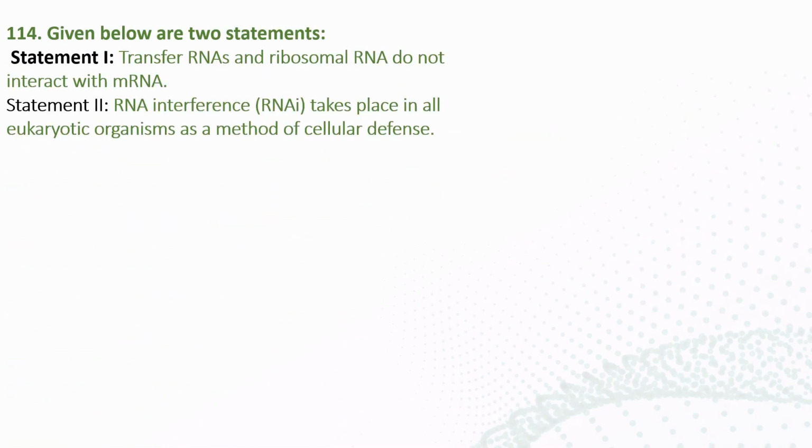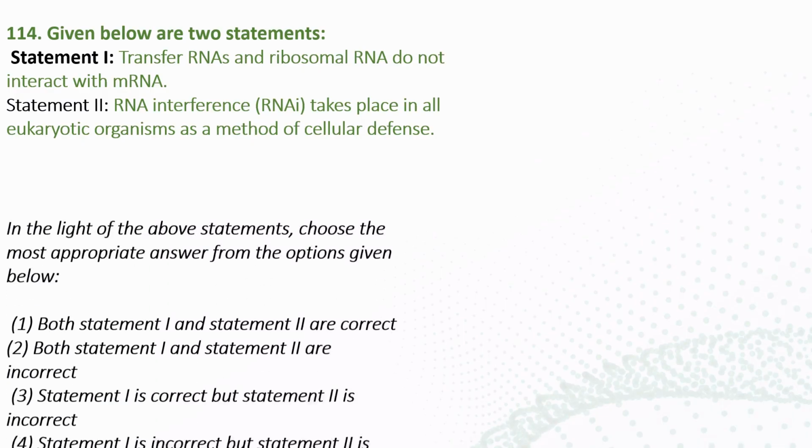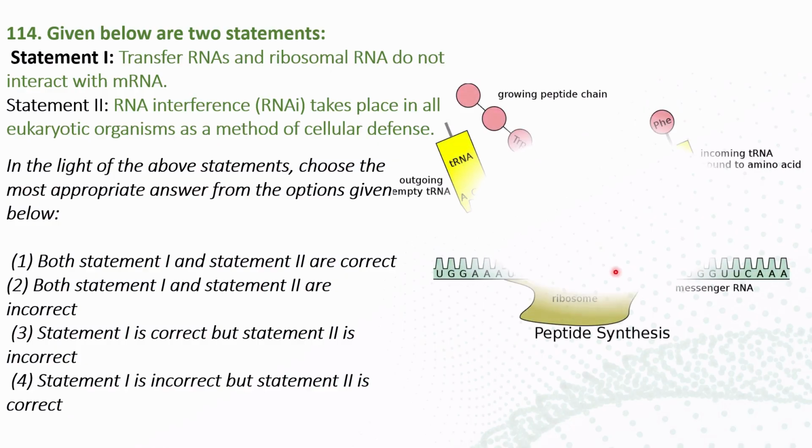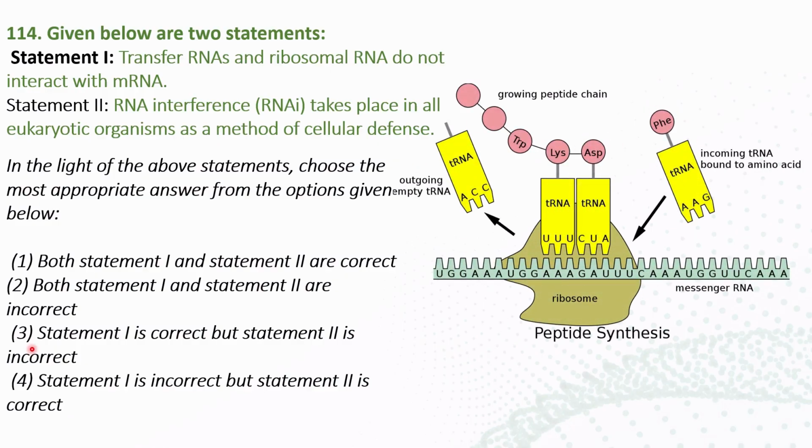What is the next question? Given below are two statements. In this you have to say which one is correct, which one is wrong, or both of them are correct or not. So these questions are from the genetics chapter actually. Transfer RNAs belong to the types of RNAs. If you see the structure here, this is the RNA structures.